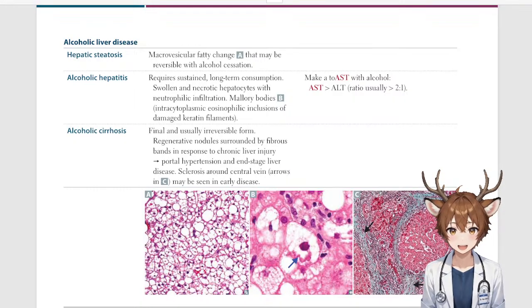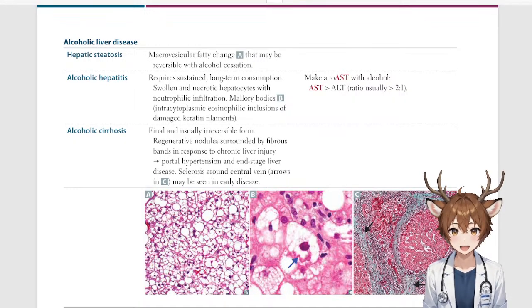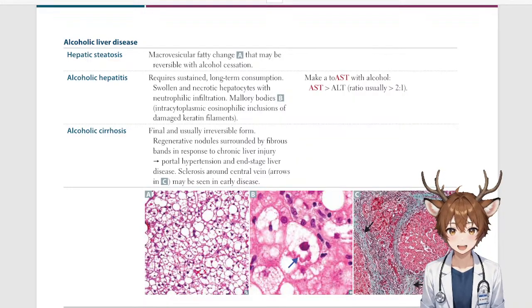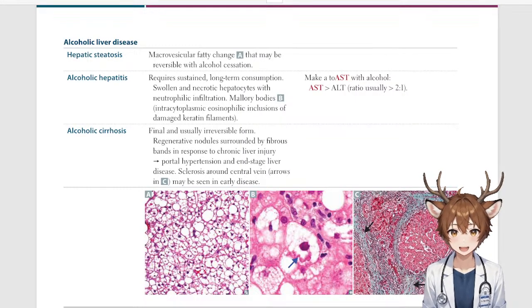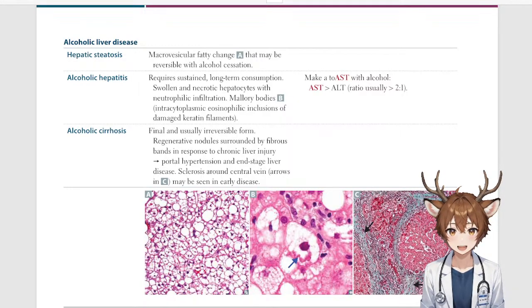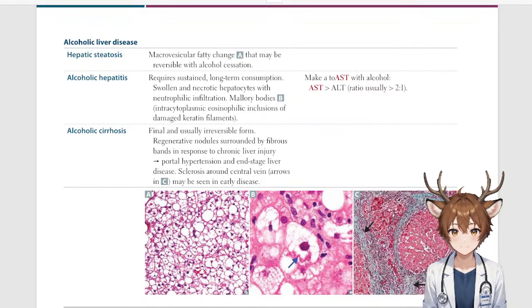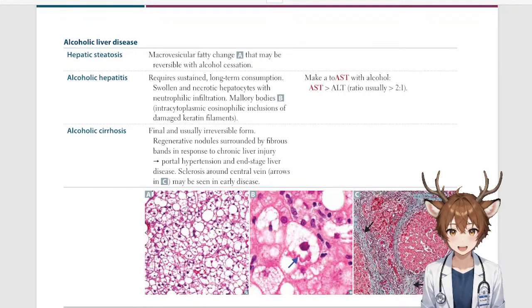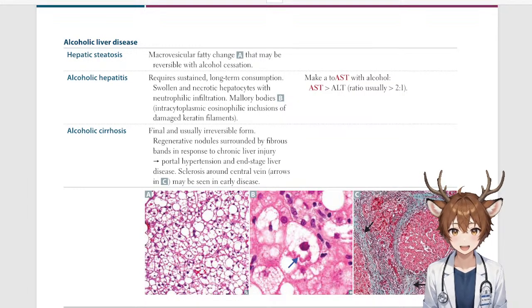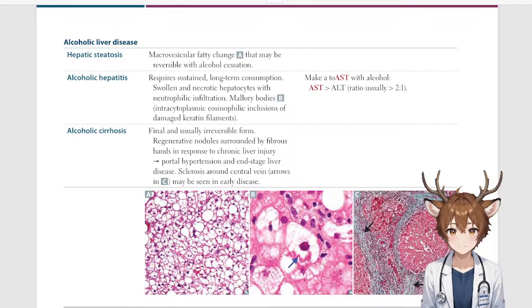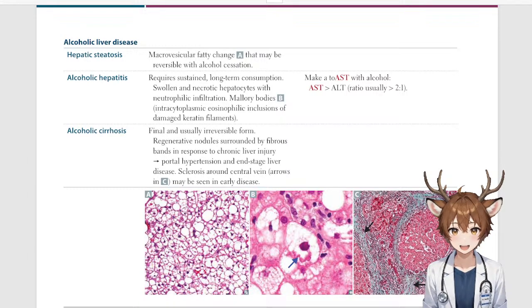And what about alcoholic cirrhosis? It is the final and usually irreversible form of alcoholic liver disease. Sclerosis around the central vein may be seen in early disease. There are regenerative nodules surrounded by fibrous bands, the red arrows, as you can see in picture C. Well, yours doesn't have the red arrows; I think they're black in yours. This is in response to chronic liver injury, leading to portal hypertension and end-stage liver disease.